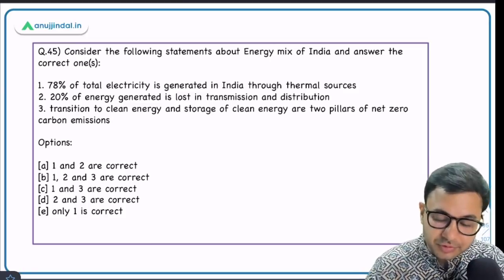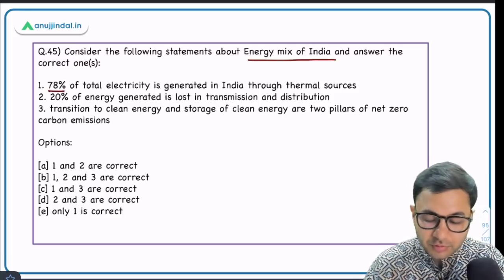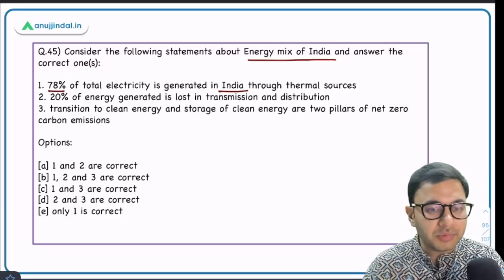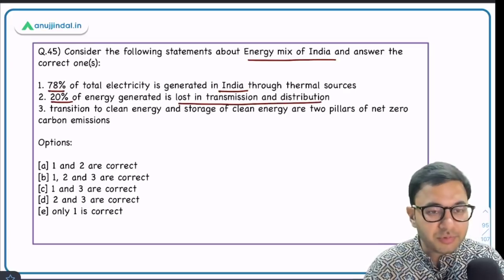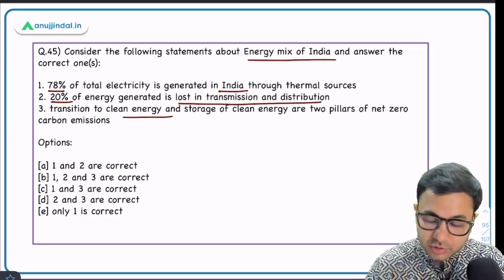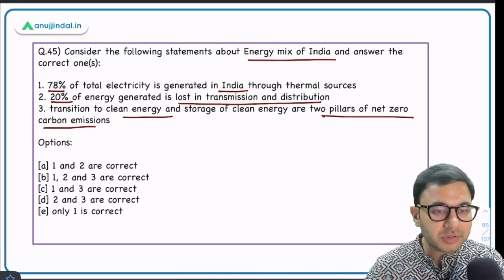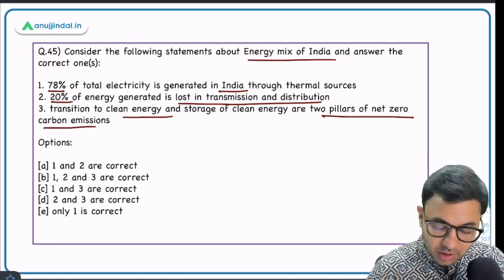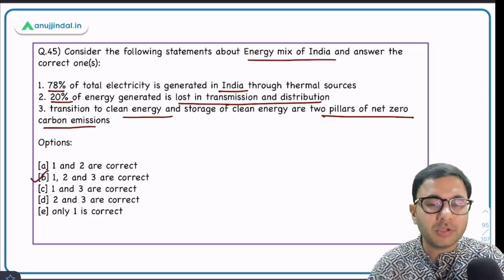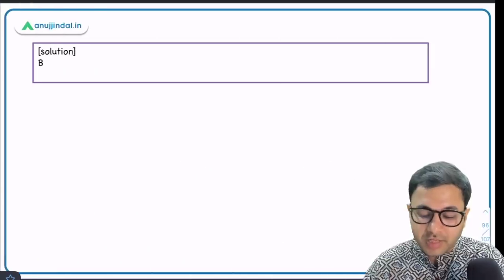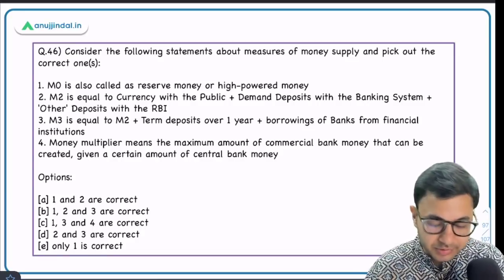Question 45, consider following statements about energy mix of India and answer the correct ones. 78% of total electricity is generated in India through thermal sources. 20% of energy generated is lost in transmission and distribution. Transition to clean energy and storage are two pillars of net zero carbon emissions. These are the options in front of you. All of them are correct here. Answer is option number B, 1, 2 and 3 correct. Please read on energy mix because a lot of questions are coming from here. And there was a lot of good discussion in the economic survey on energy mix. They can be a question.